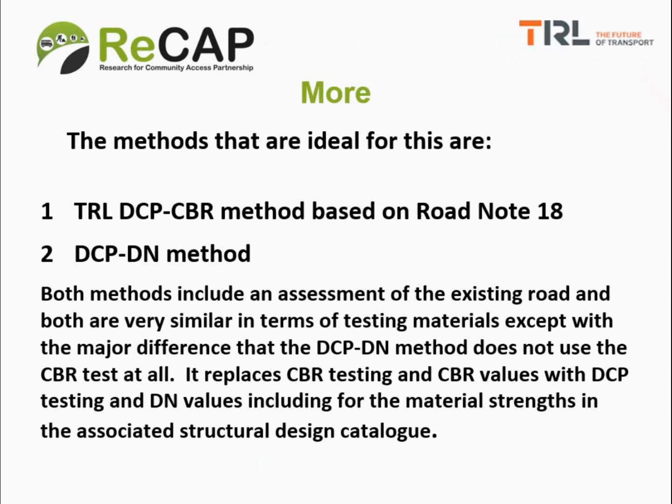So the two methods that we would recommend, or we would show in the manual, that are good for this, are the TRL DCP-CBR method based on Road Note 18 and the DCP-DN method. Both methods include an assessment of the existing road, and both are very similar in terms of testing materials, except with one major difference. The DCP-DN method does not use the CBR test at all. It replaces CBR testing and CBR values with DCP testing and DN values, including for the material strengths in the associated structural design catalogue that I showed you earlier.